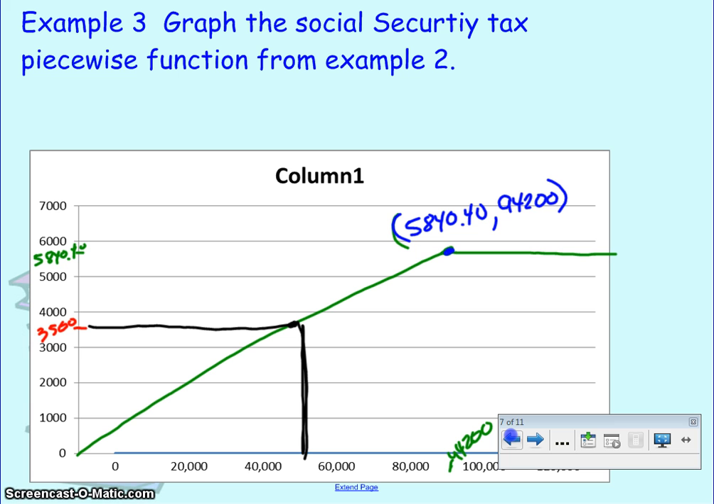I'll tell you that it's going to be around $55,000 is what he earns. It's somewhere here between $50,000 to $55,000 is what he earned.